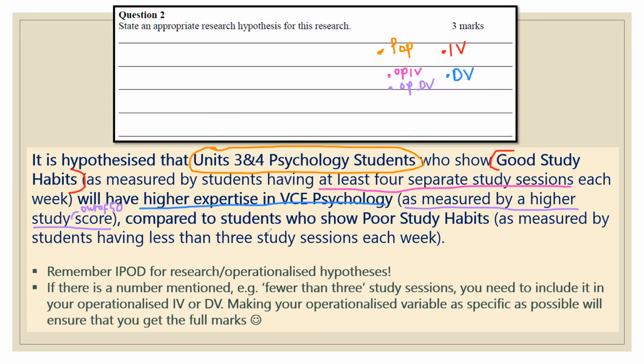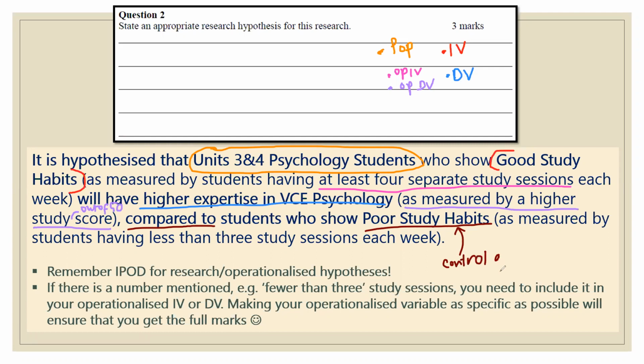Okay, and then the last bit is the last thing that we need, which is our C. In iPod C, we're looking at our mention of the control group compared to students who show poor study habits. And remember, we mentioned these are the guys who are not exposed to the good study habits. So they're not exposed to the IV there. So this is our control group. They are there for the basis of comparison.